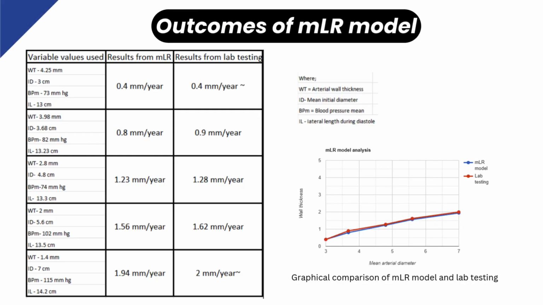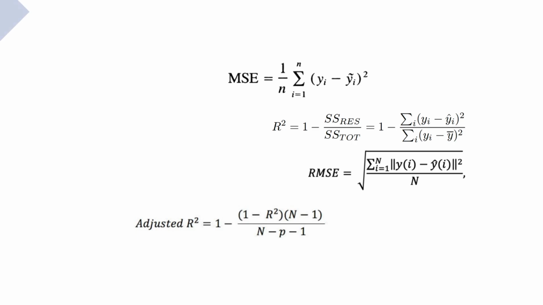So as of now, I have used 10 data sets for validation of the MLR model. Each data set comprises a CT scan of the patient. As you can see, these are the expansion rate results I got from my model, and right next to it are the expansion rate results that the researchers got after meticulous lab testing. I got these CT scans from online repositories like Aneurisk and NBI database.